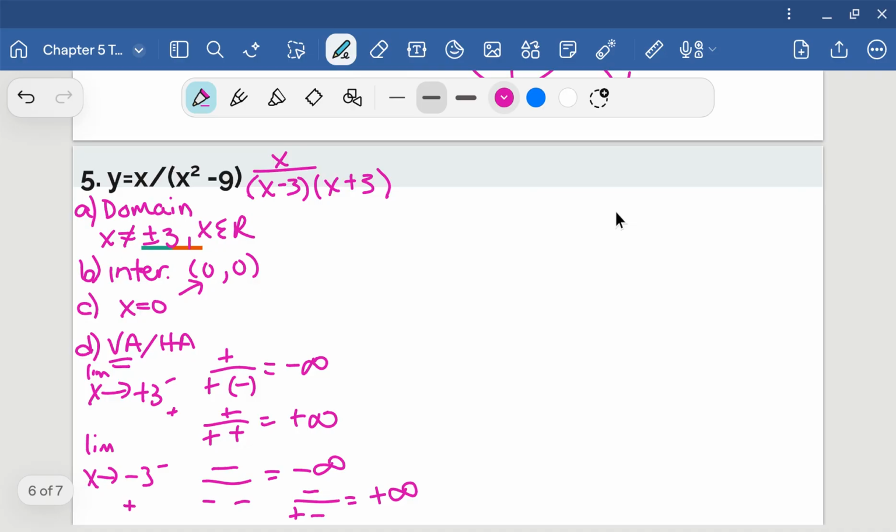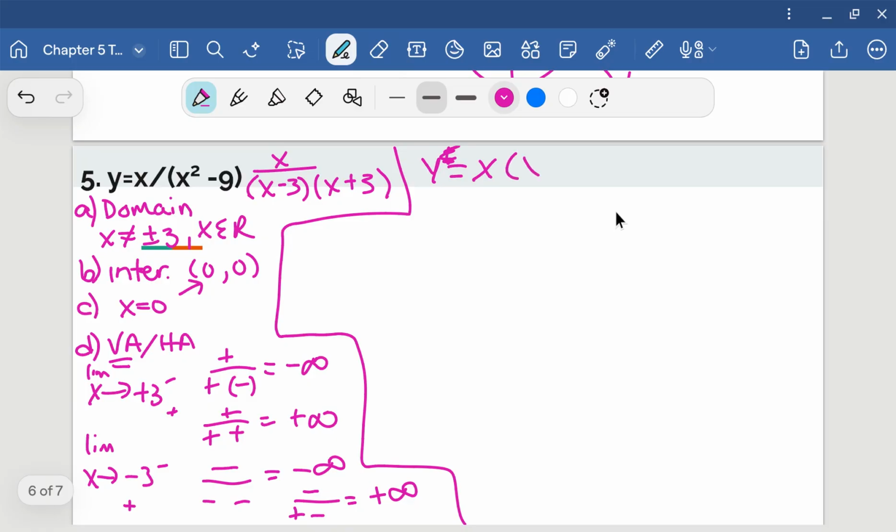And then it starts to ask you about the intervals where you're increasing and decreasing. So when I'm looking at intervals of increasing and decreasing, you do need your second derivative. But to get there, oh, sorry, no, you don't. You just need your first derivative. But to get there, like I mentioned before, I'd rather work with the product rule than quotient rule. I just always think that's easier. So I'll rewrite my original function to be x times x squared minus 9 to the negative 1.